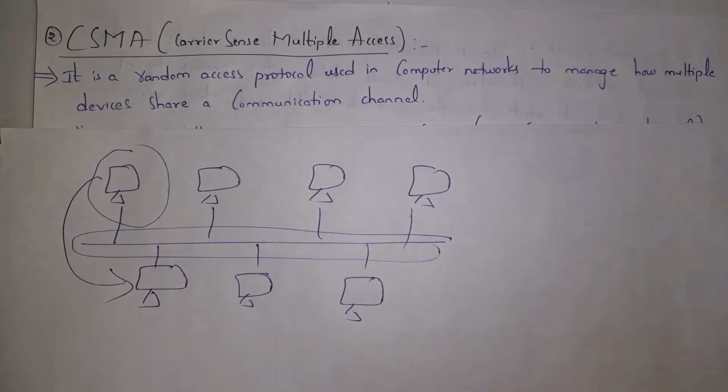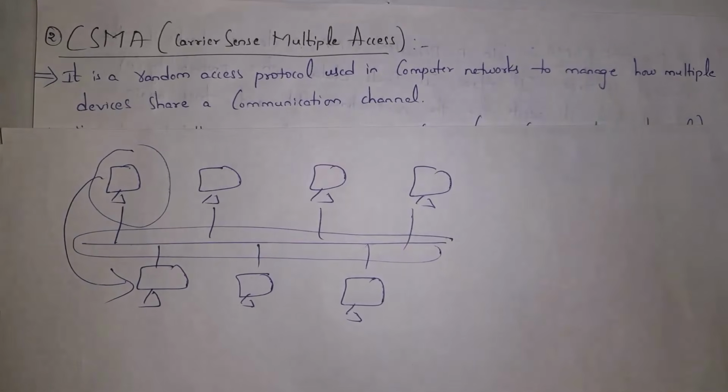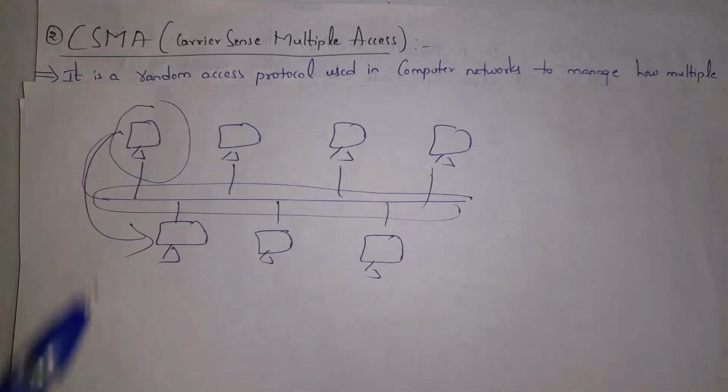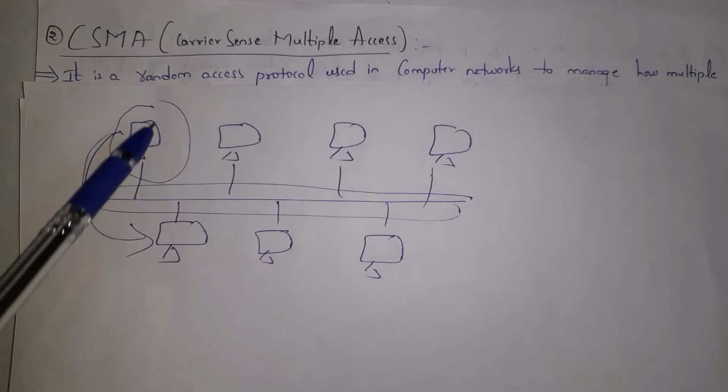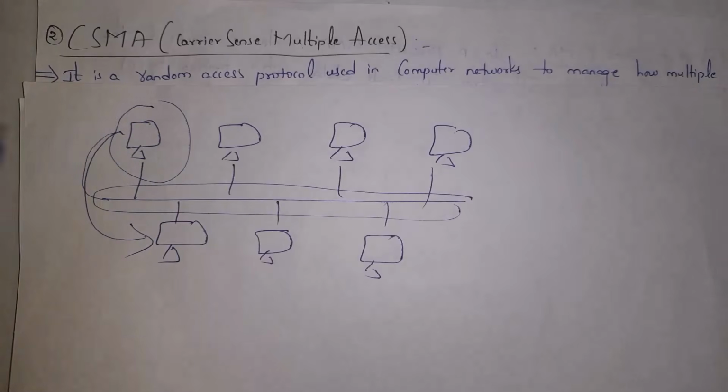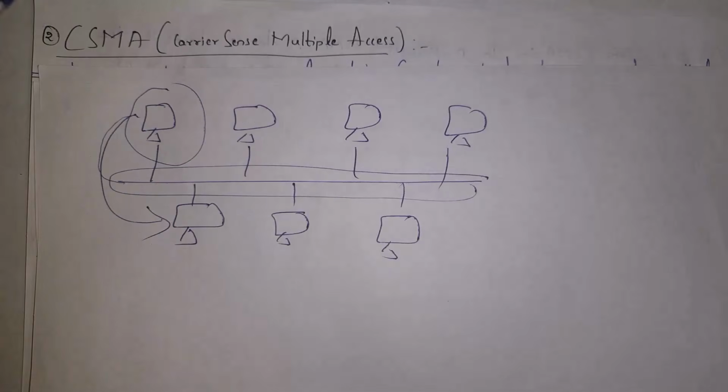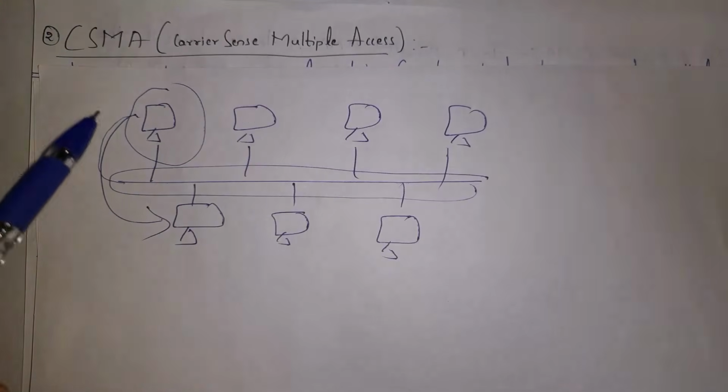So in carrier sense multiple access, before sending data, at first the device will sense the carrier. If the carrier is free, the device will send data. If the carrier is busy, the device will wait for some random time and then send data. So sensing the carrier before sending data reduces collisions. Still, in carrier sense multiple access, collisions will occur.